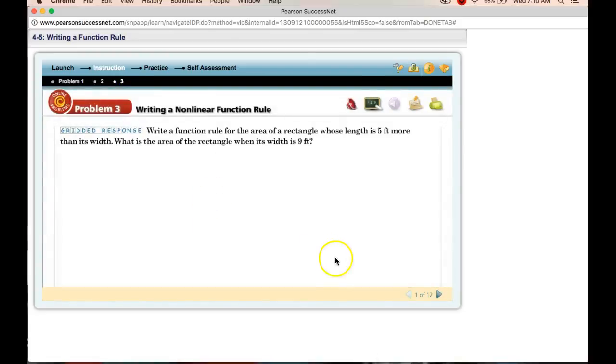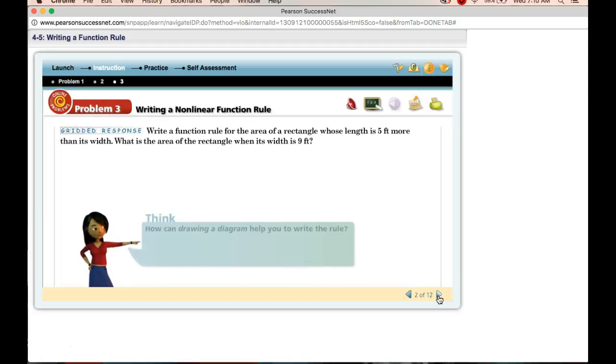In this problem, you will write a nonlinear function rule. Write a function rule for the area of a rectangle whose length is 5 feet more than its width. What is the area of a rectangle when its width is 9 feet? How can drawing a diagram help you write the rule? I don't personally like the diagram. I think it's much easier to do it from an equation, but let's see what she has to say.